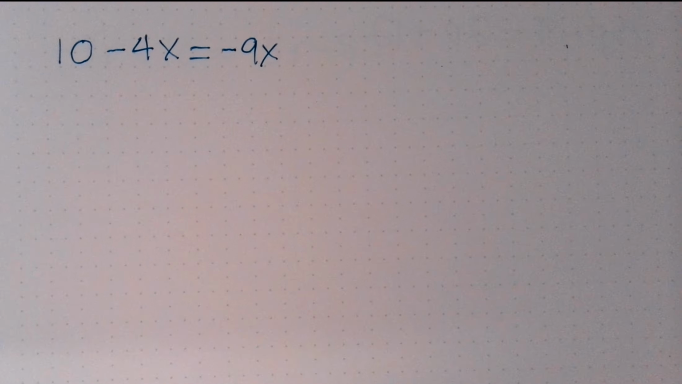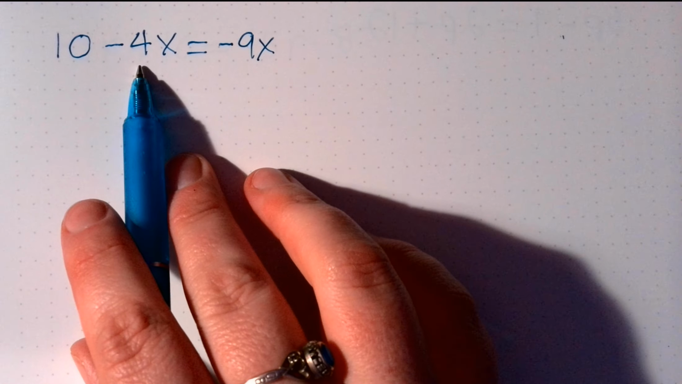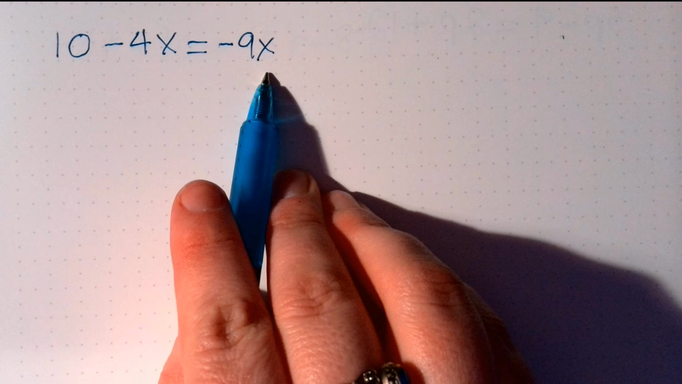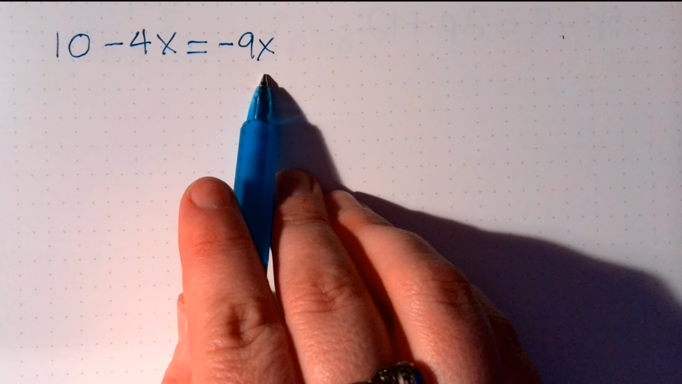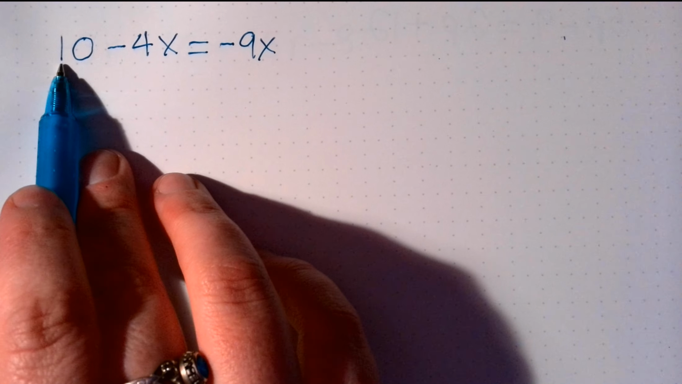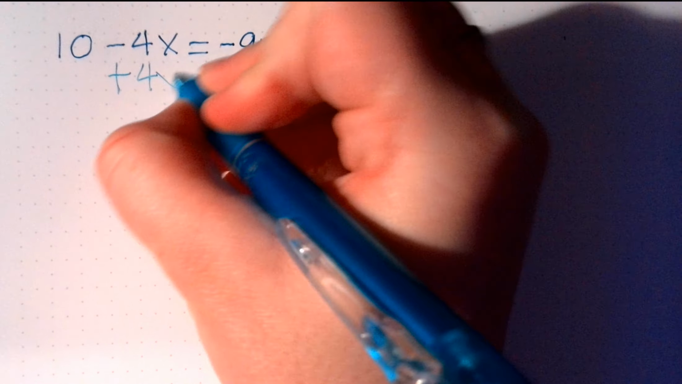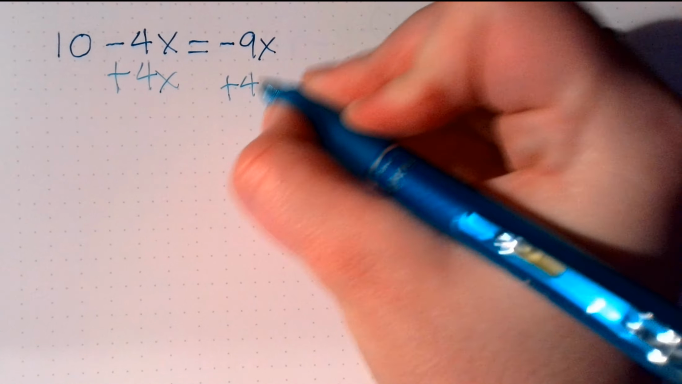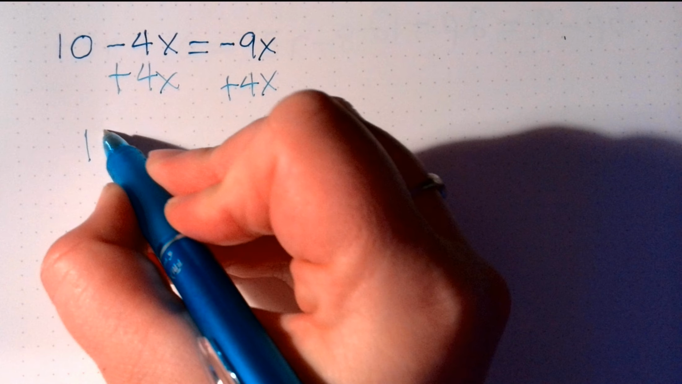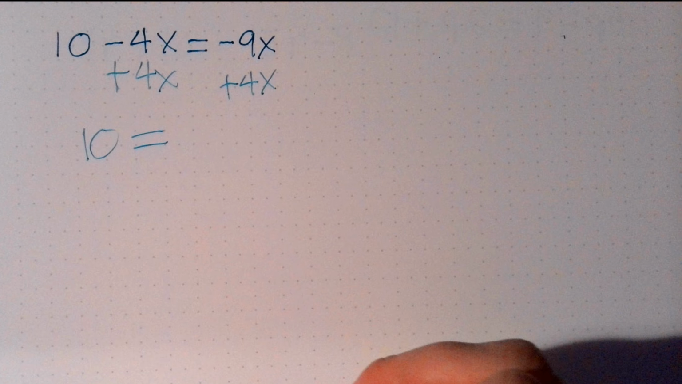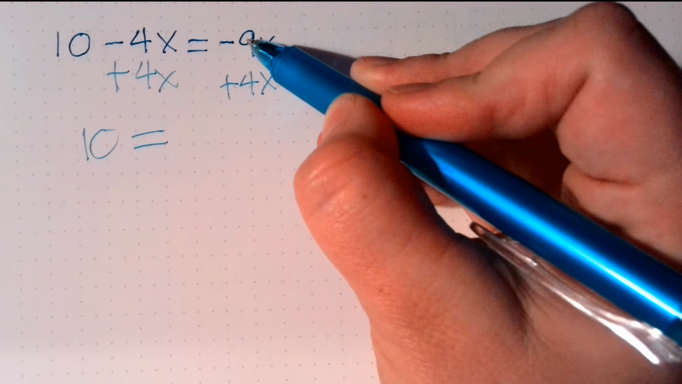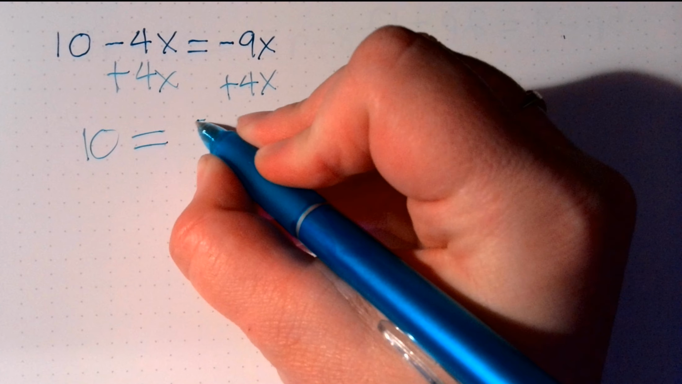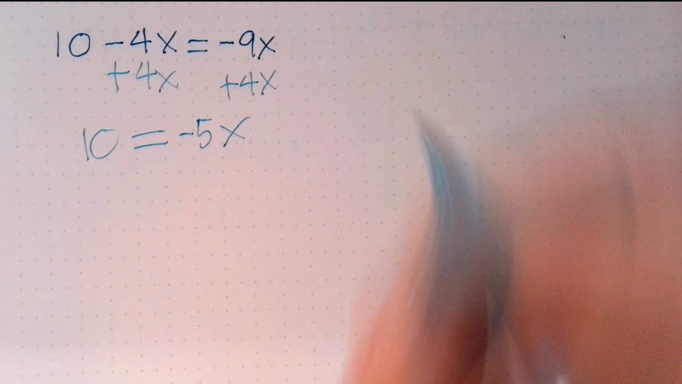All right, so which one are we going to move? The negative 4x or the negative 9? Okay, remember we're looking for the one that has the constant or a number next to it. And that's the one we're going to move. So in this case, 10. So we're going to add 4x to both sides. So we get 10 because negative 4 plus 4 is 0 is equal to negative 9 plus 4 is negative 5x.